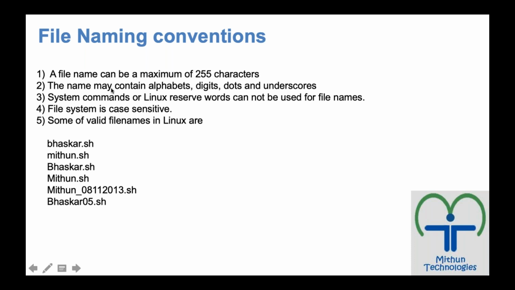Okay. So the name may contain alphabets, digits, dots, and underscores. See, this file, Mithun underscore 08112013.sh. This file contains alphabets, digits, dots, and underscore. Apart from dot and underscore, you are not supposed to use other special characters in a file name.